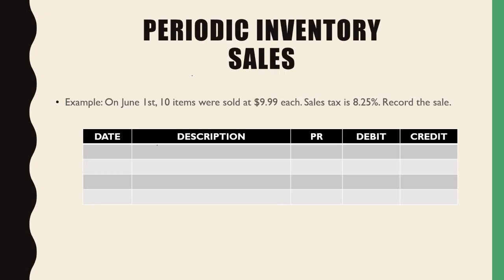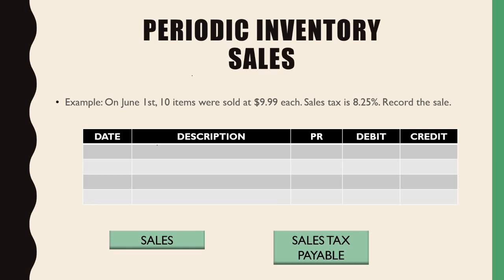So let's first go ahead and see what happens when we actually sell our products. For this example here, on June 1st, 10 items were sold at $9.99 each. Sales tax is 8.25%. Record the sales.